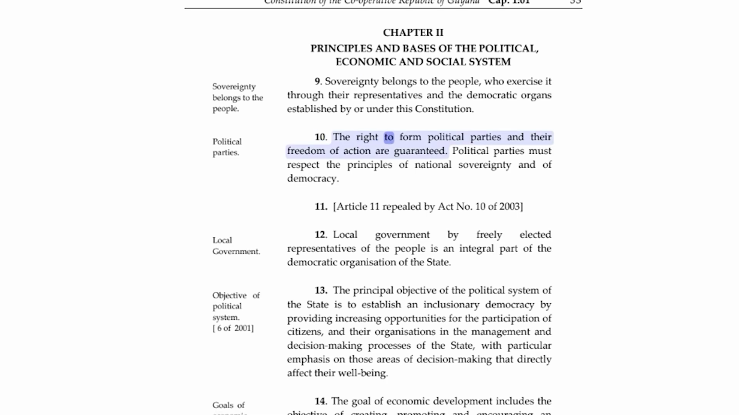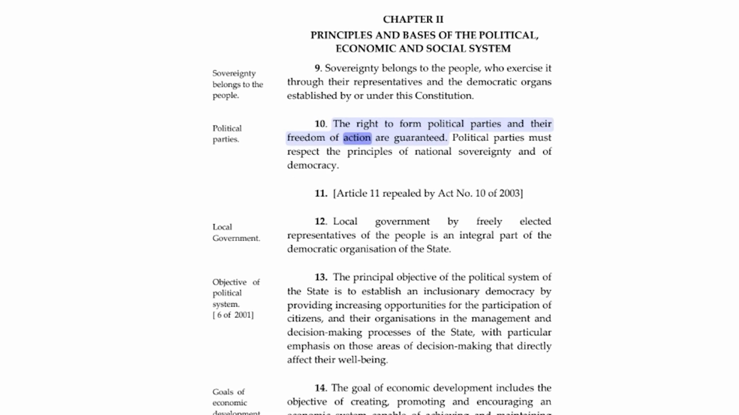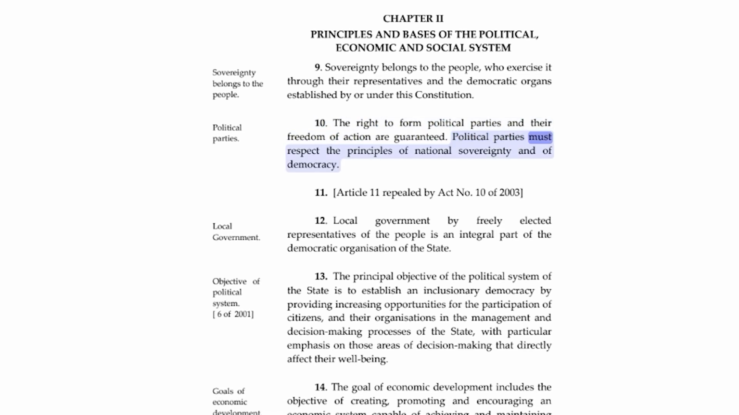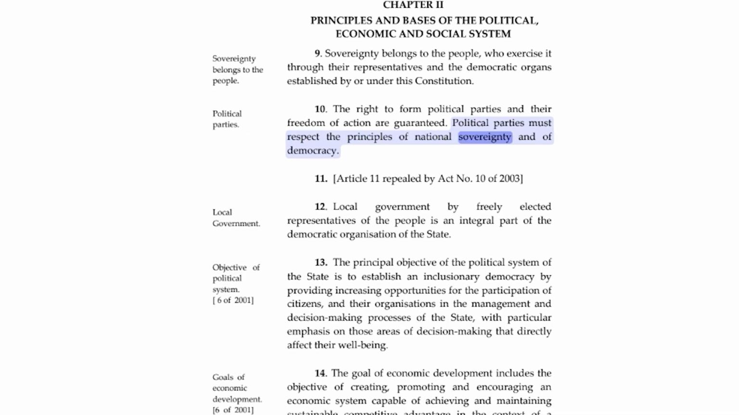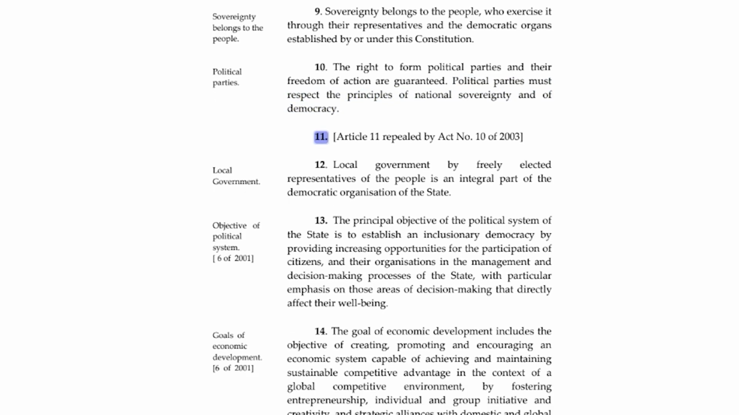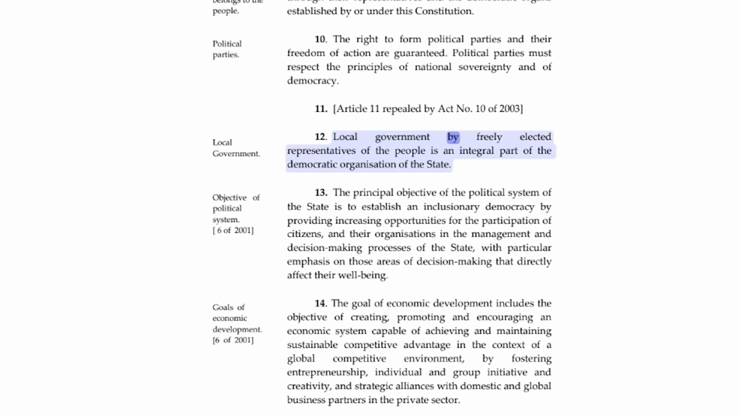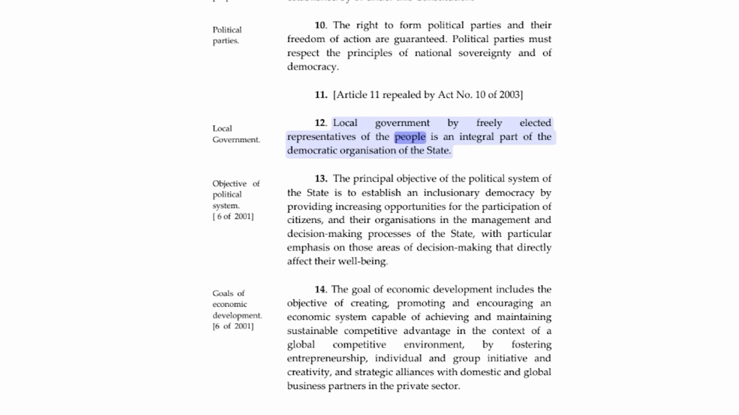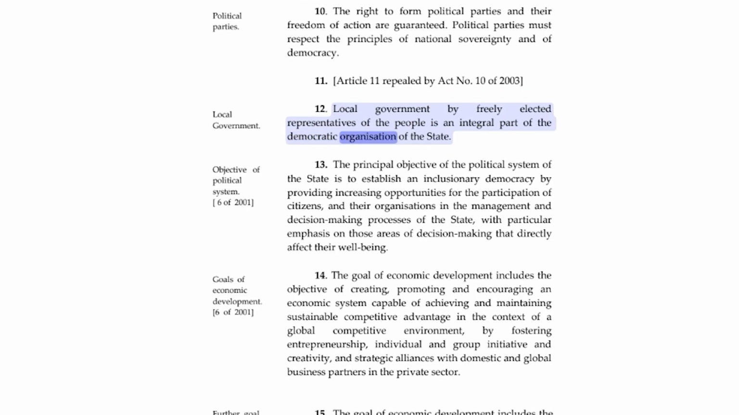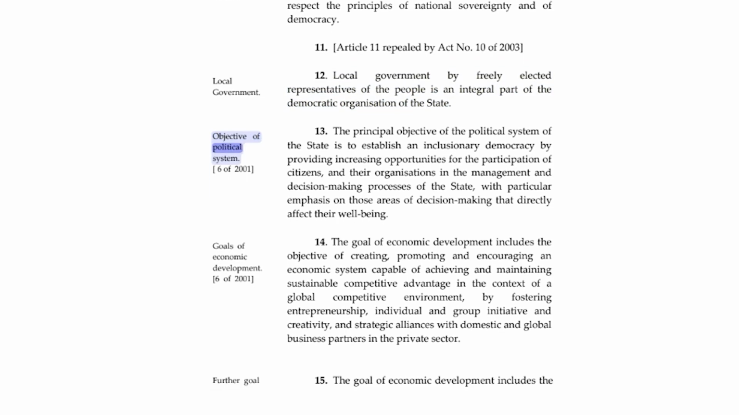10. The right to form political parties and their freedom of action are guaranteed. Political parties must respect the principles of national sovereignty and of democracy. 11. Article 11 repealed by Act No. 10 of 2003. 12. Local government by freely elected representatives of the people is an integral part of the democratic organization of the state.